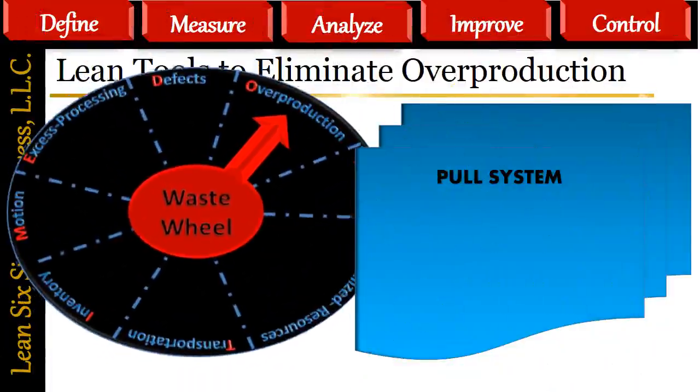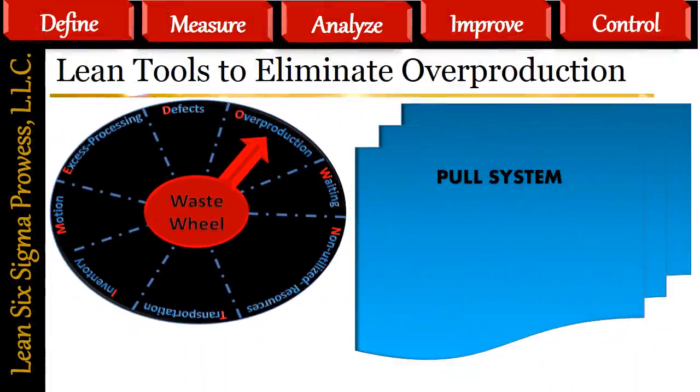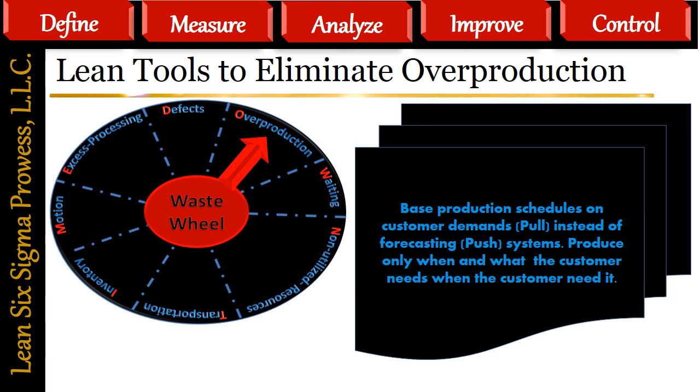Eliminate overproduction by scheduling production based on a pull system instead of the traditional push system. In a pull system, production is scheduled based on the customer's demand and not on forecasting. Push system. Push systems are prone to overproduction because production levels are based on guesstimates in order to meet the customer's demands of the future.